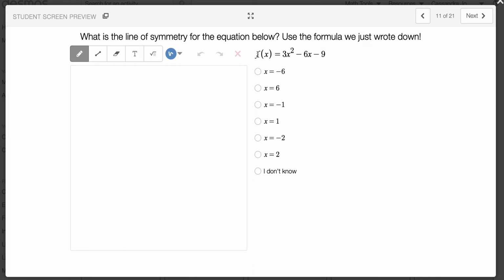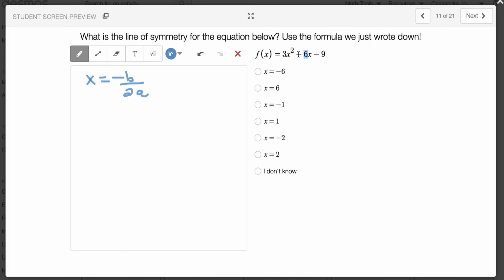So this one's asking us for the line of symmetry of this formula. It gives us some area to sketch here, so I'm going to sketch this and you should write this work down. You should start by writing this equation. Then our formula is x equals negative b over 2a, and I'm going to plug in my b and my a from my formula.